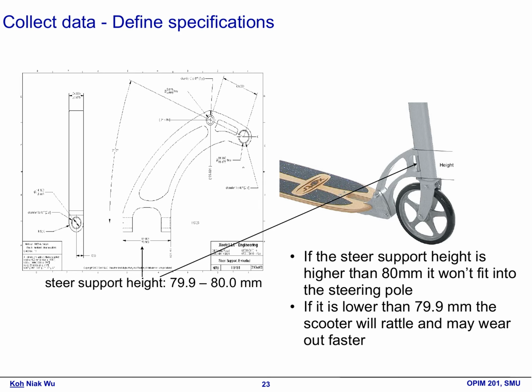To gather data and define specifications for the scooter, we need to focus on the steering support height. This height should be between 79.9 mm and 80.0 mm. If the height exceeds 80 mm, the steering pole will not fit properly. Conversely, if the height drops below 79.9 mm, it may cause the scooter to rattle and wear out more quickly. It's crucial to maintain this measurement to ensure safety and optimal function of the scooter.